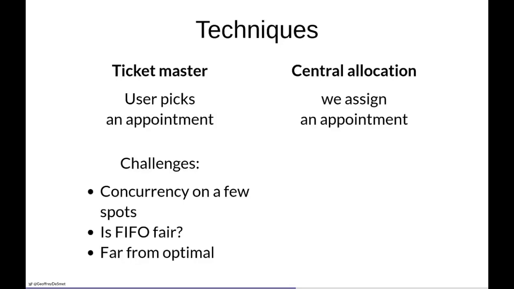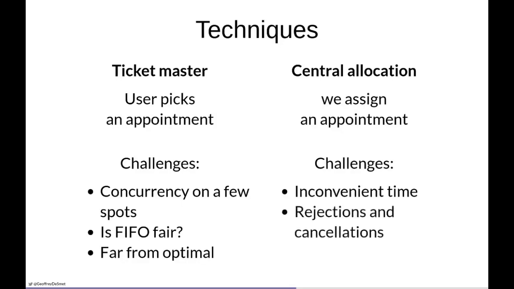So in this video, I'm actually going to focus more on the central allocation approach. We have some challenges there, of course, too. It might be an inconvenient time, but we can solve that by dealing with rejections and cancellations. If an appointment is rejected or cancelled, we open it up again and reschedule it the next day, before, of course, a couple of days or a couple of weeks before we actually send out the schedule.